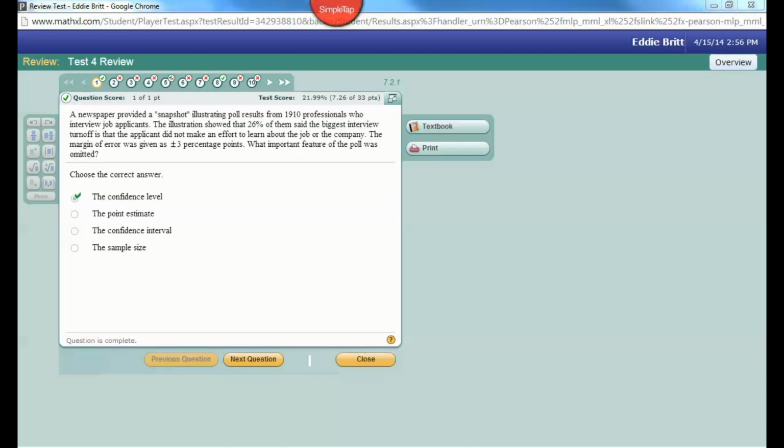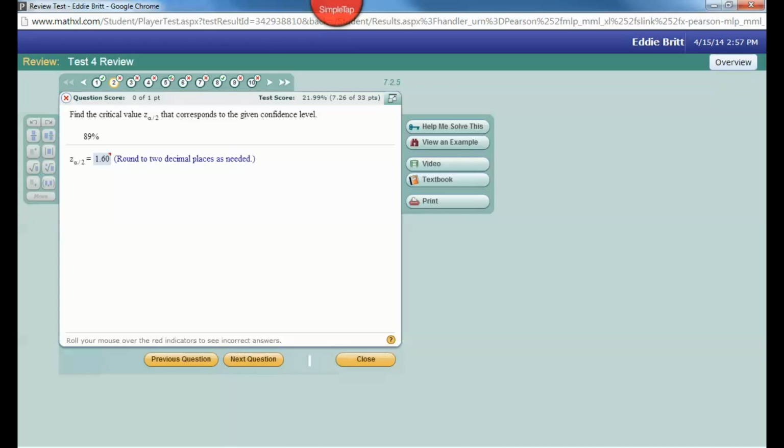Well, let's see what we have in here. This was from 1910 professionals, so there's an n. 26% of them said, that's your p-hat, that's your point estimate. Plus or minus 3 percentage points, that's your margin of error. It appears that the confidence level is not there. It doesn't say like 95% confidence level or something to that effect, 90%, 99%. So that is definitely not in the poll.